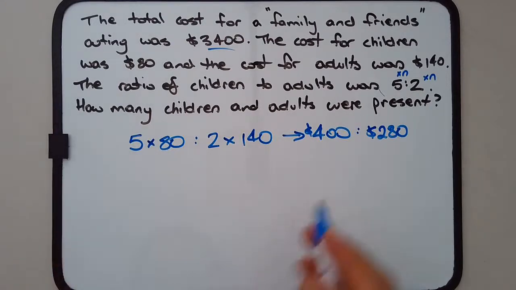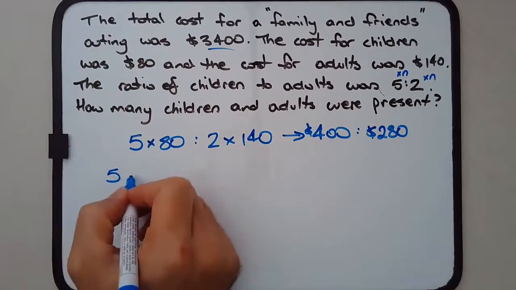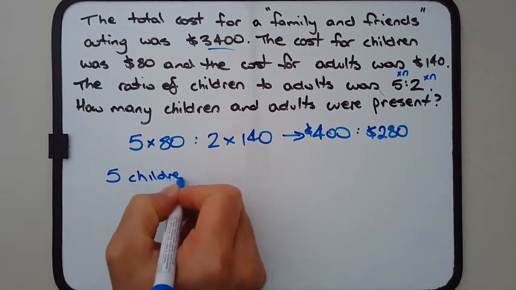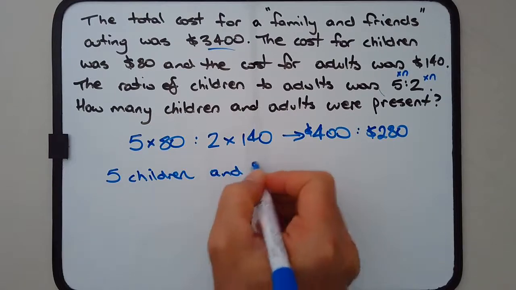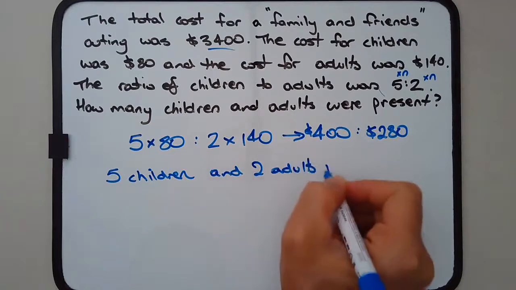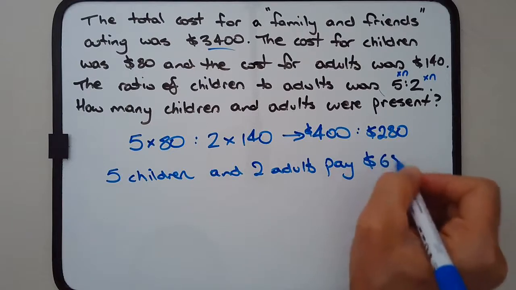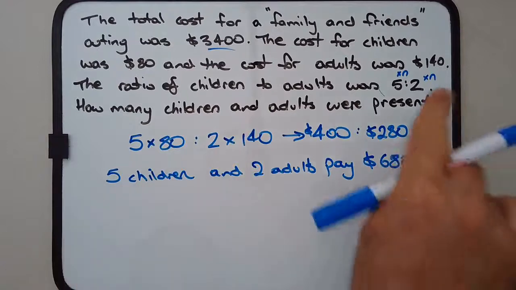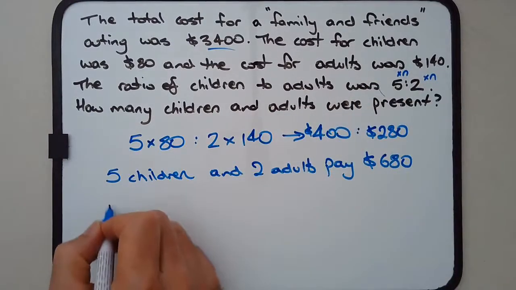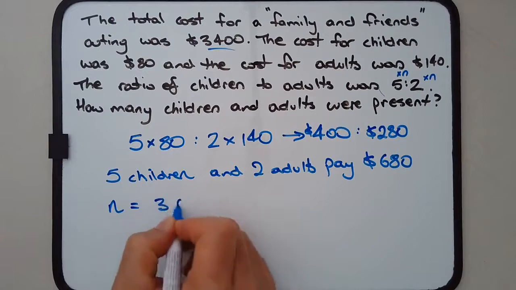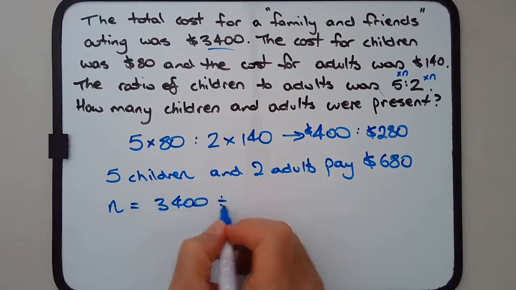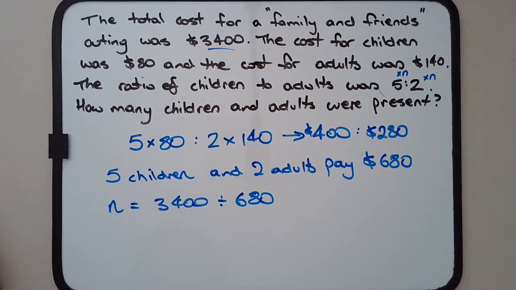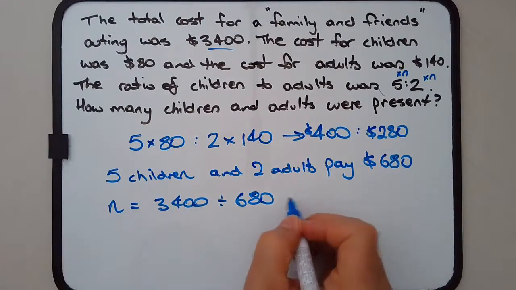Otherwise, let's continue on. So in other words, 5 children and 2 adults pay $680. Now let's work out how many times $680 goes into $3,400. So what we need to do now is work out this n. The n is given by $3,400 divided by $680, and that equals 5.